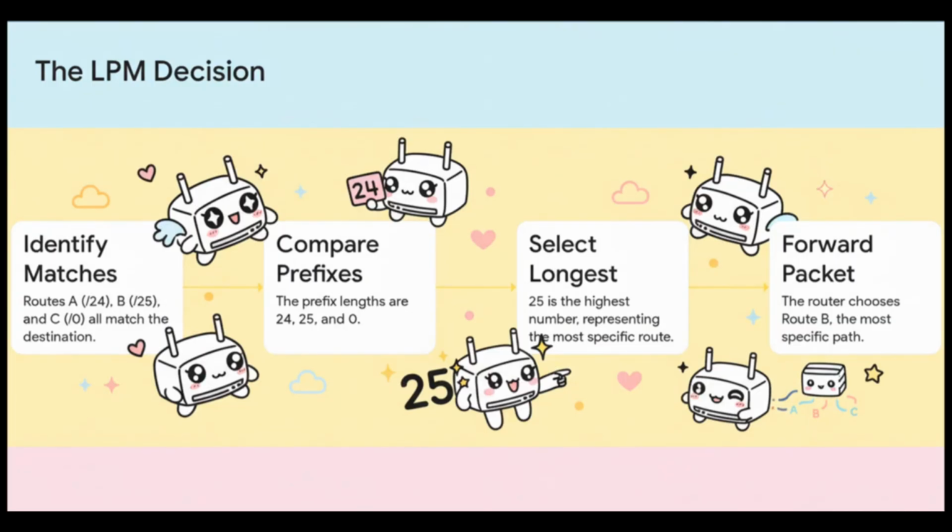So let's watch this in action. The router looks at the three matches. Route A is a /24, Route B is a /25, and Route C is a /0. It just compares those prefix lengths, 24, 25, and 0. Which number is the highest? Well, it's 25, of course. That makes route B the longest match, which means it's the most specific path. It's the best instruction. So boom, the decision is made, and the router forwards the packet using route B.